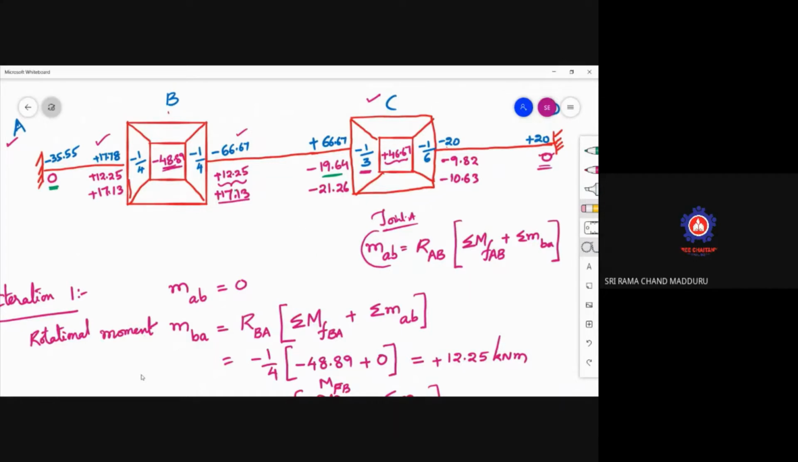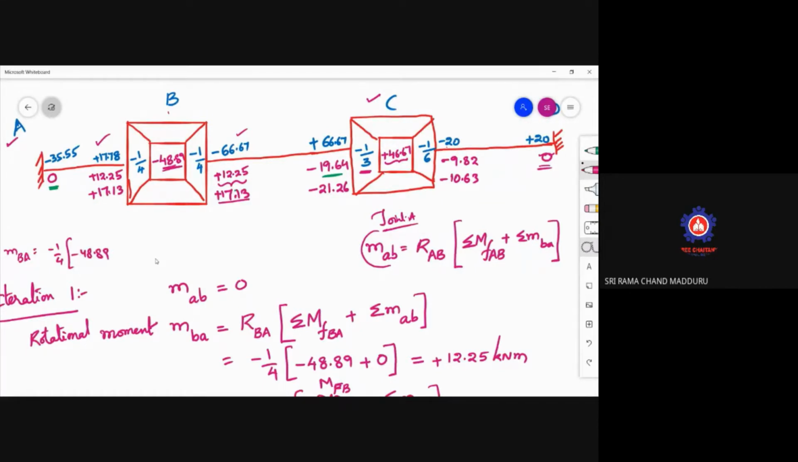So now, if I do the third iteration, see what happens. Obviously the first MAB is 0. Please keep a side heading, Iteration 3. It is better if you show it, otherwise if you don't, that's also fine. So I have to write down for MBA. MBA is nothing but RFBA, which is minus 1 by 4 into minus 48.89, which is in my table.